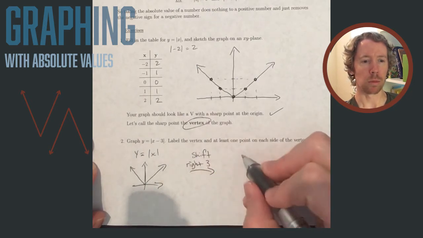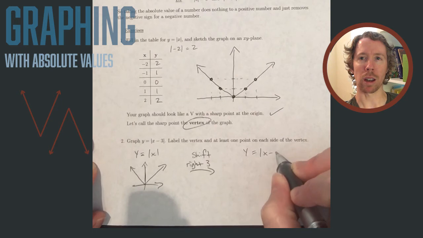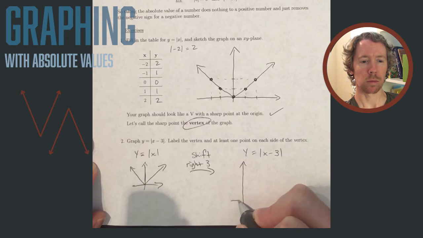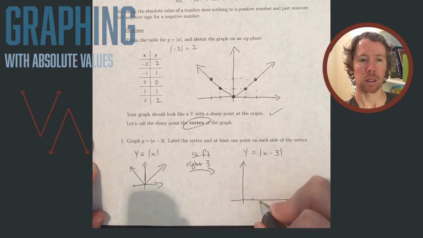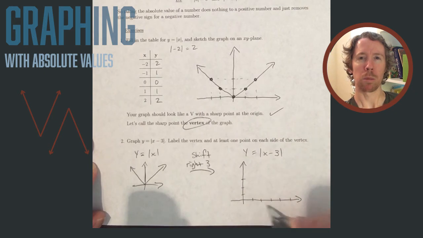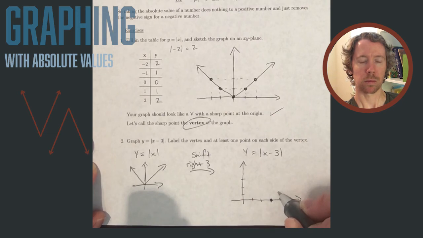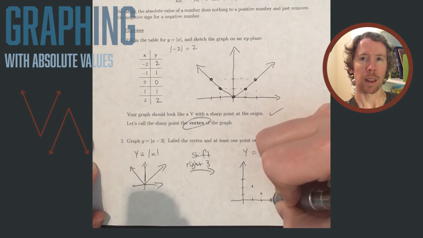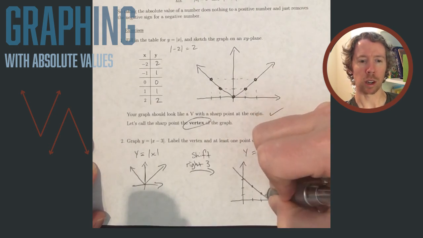I'm asked to label at least one point on each side of the vertex. So I will label one point to the right and one point to the left. And that'll be easy. I know that if I start at the vertex and I go over 1, then I should just go up 1 because we haven't stretched this thing out vertically or compressed it vertically. So I've got points at (3, 0), where the vertex is, (4, 1), and (2, 1). I know it looks like a V, so I can just make straight lines through those points.